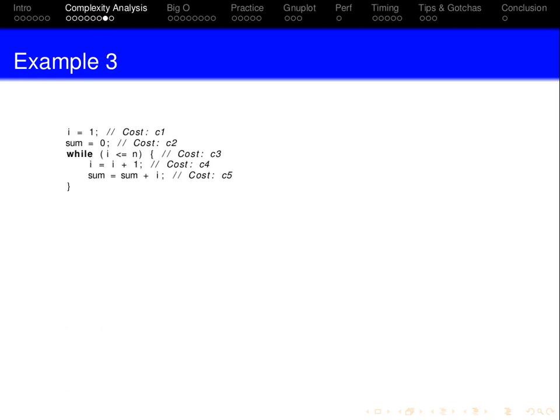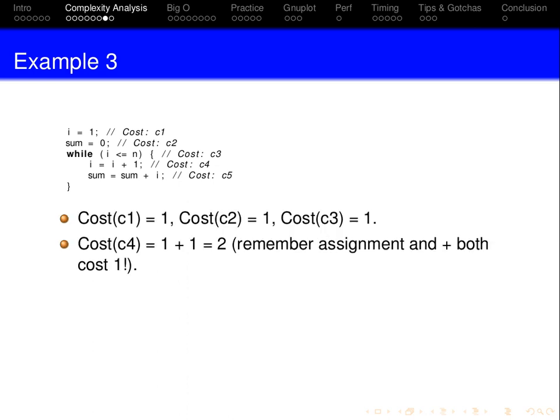Oh, I didn't tell you. What's the cost of C1? What's the cost of C2? What's the cost of C3? 1, because it's just a comparison. What's the cost of C4? 2. What's the cost of C5? All right. Cost. So what's the total cost?